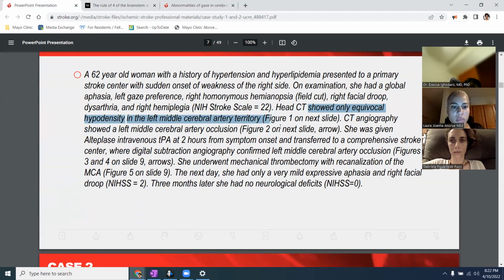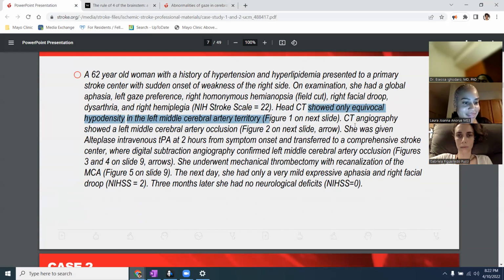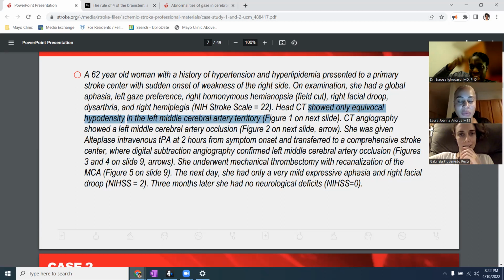She was given TPA within 2 hours from symptom onset and transferred. Go ahead. So she was a drip and ship. She was what? Drip and ship. It's a term they use here in the U.S. where, because I think the rule is the EMS have to go to the nearest emergency room. And if patients get TPA but it's not a comprehensive stroke center, then it's like drip. You give them TPA and then you ship them off, like drip and ship. It's a funny term.